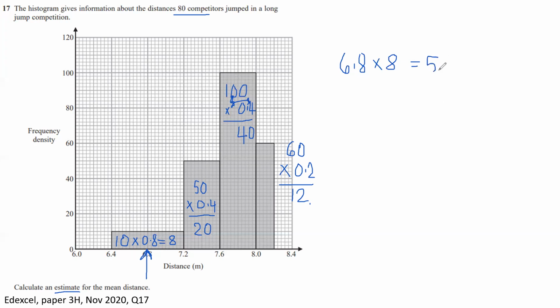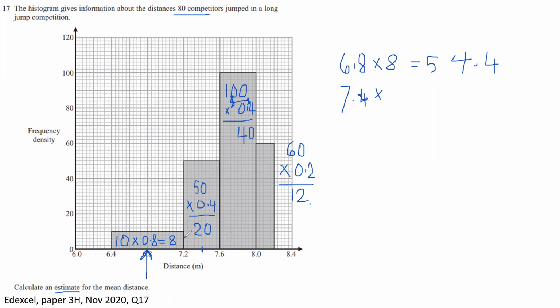So if we do 6.8 times 8, we get 54.4. Sorry, I put the point in the wrong place. And then if we do the same for the next one, we know that the midpoint of this bar is around about 7.4.